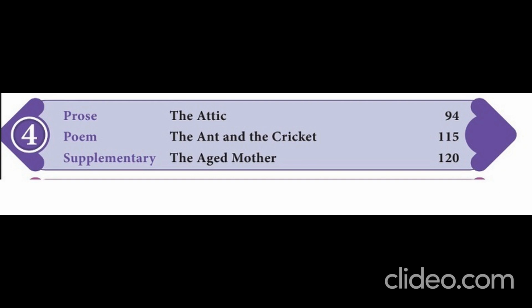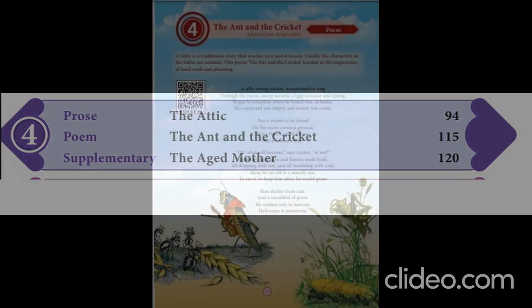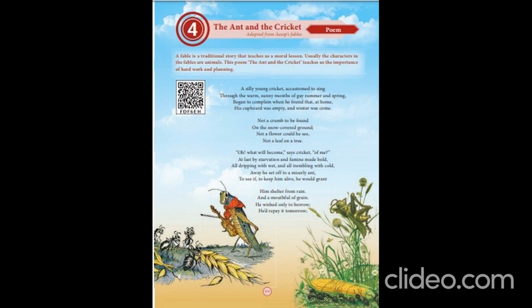Actually a fable is a short story in which animals behave like humans and convey some messages. That's called a fable. Okay, so already I told this poem is written by a Greek writer Aesop. So who is Aesop? The poet Aesop was a Greek storyteller and a fabulist. He wrote a number of fables now collectively known as Aesop's fables.